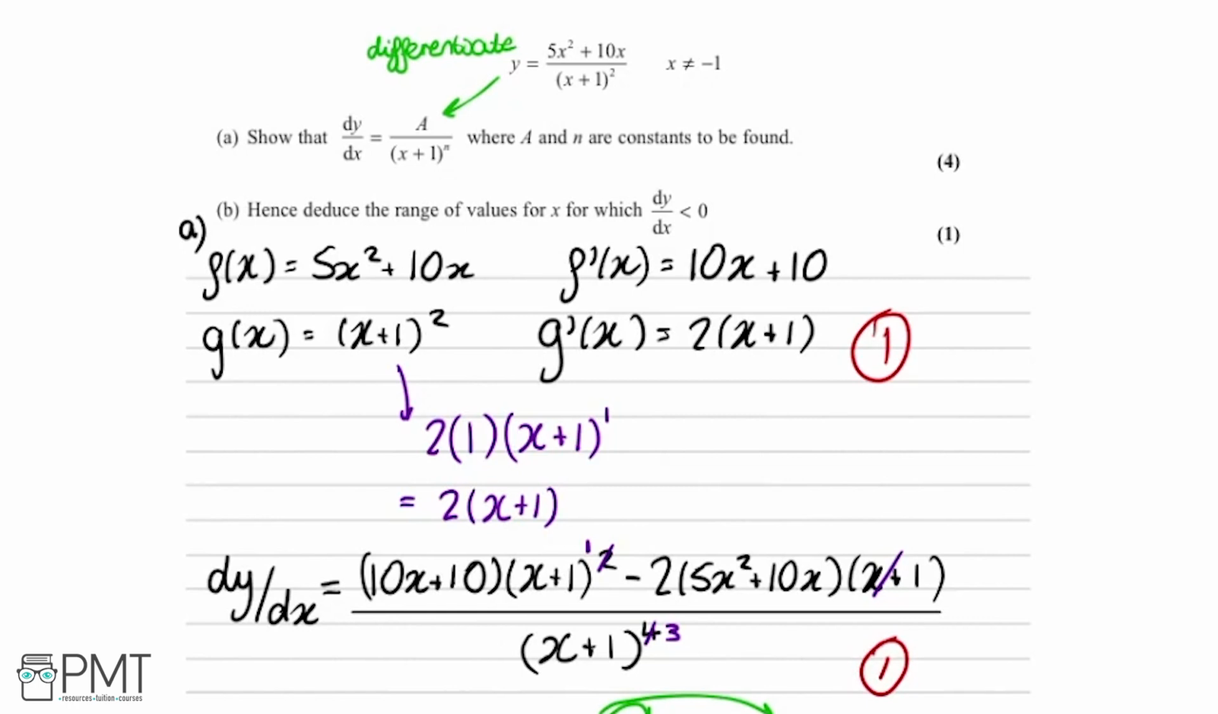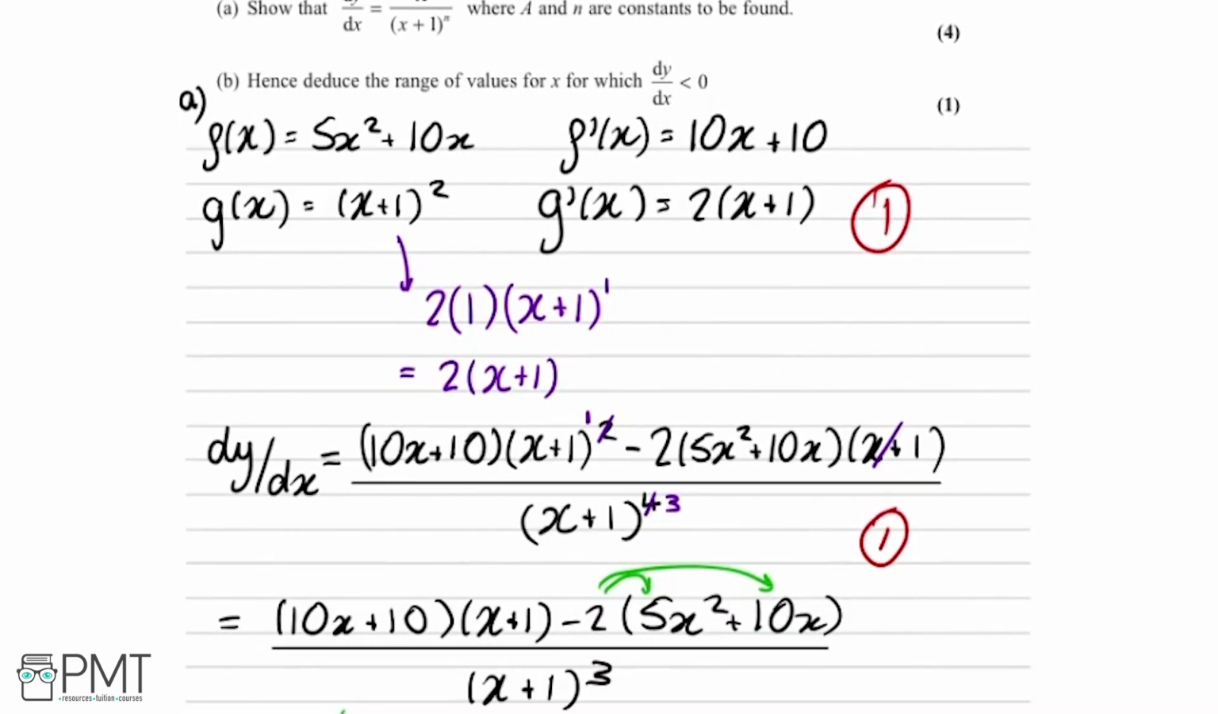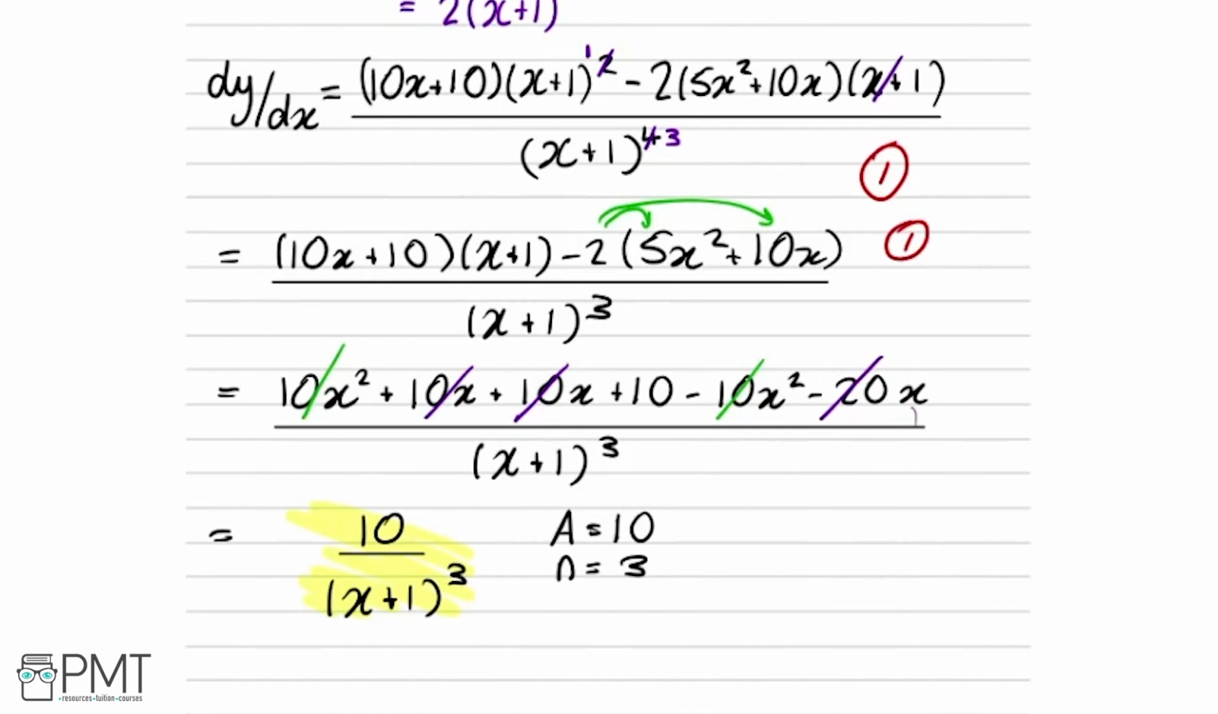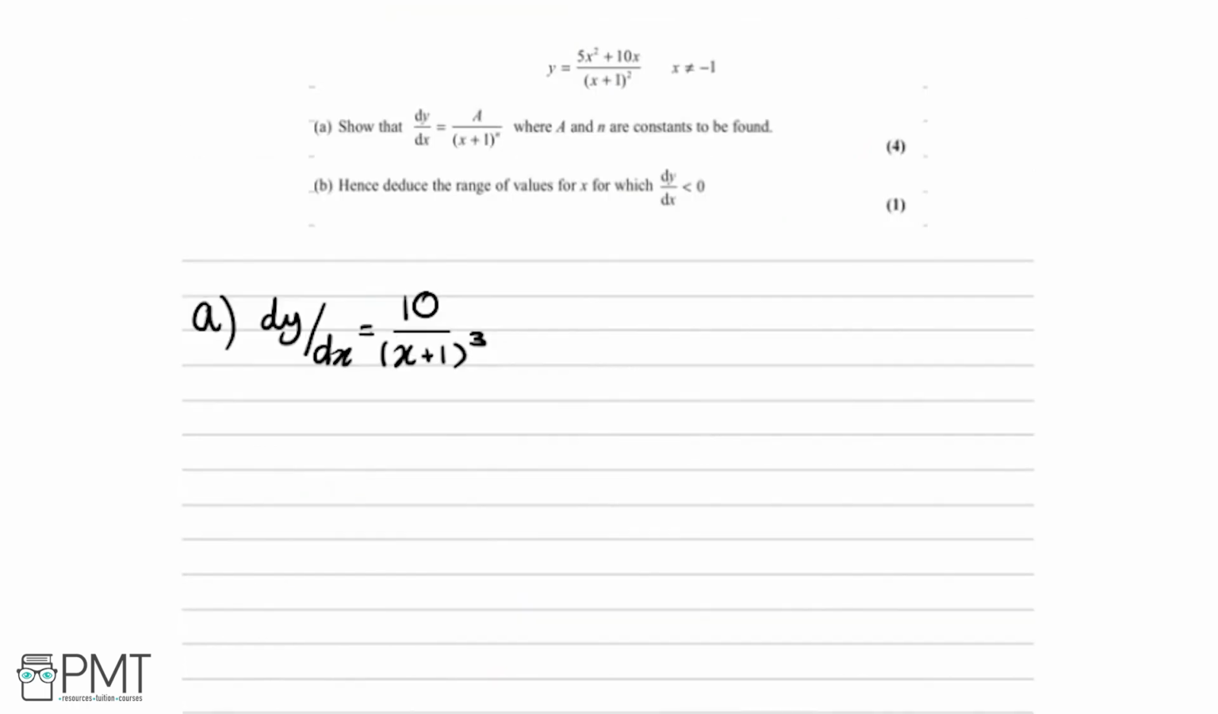However, it didn't need to be simplified, so before we cancelled the x plus 1. We then get a third mark for this step here where we do simplify it down and factorise or cancel out the x plus 1, attempting to simplify. Then we get the final and fourth mark right here where we get the correct simplified expression for dy by dx.